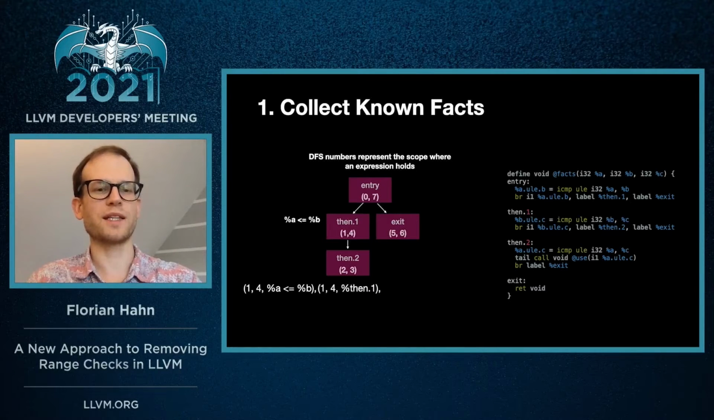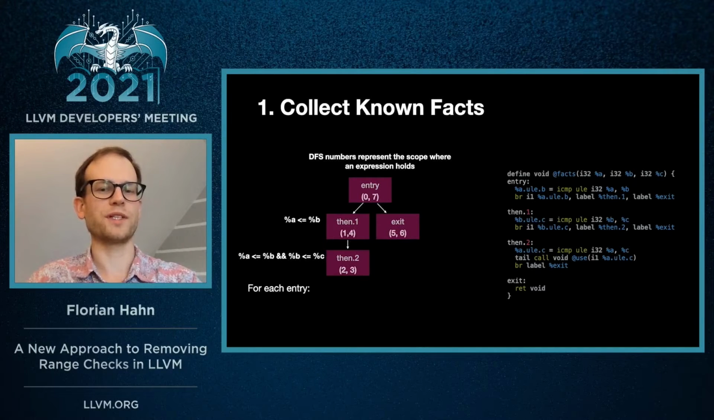Next, we also add the then1 block itself to the work list, so we can simplify it using the information in the current scope. Similarly, when the then2 block is entered, we know that b <= c, so we'll add it to the work list. And we'll also add the then2 block and the exit block.